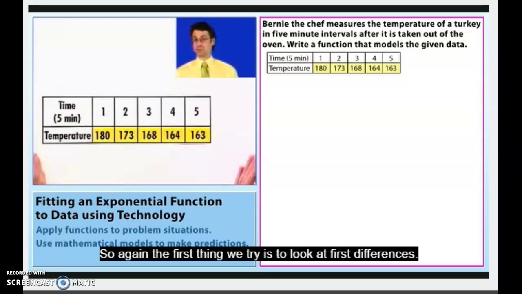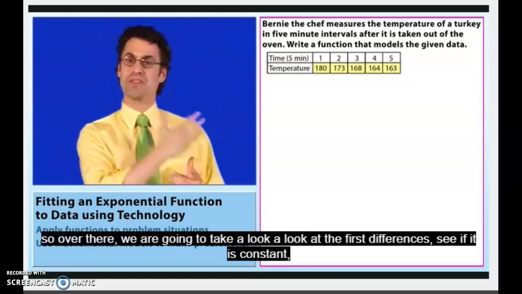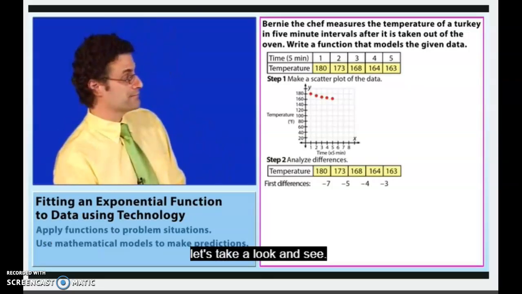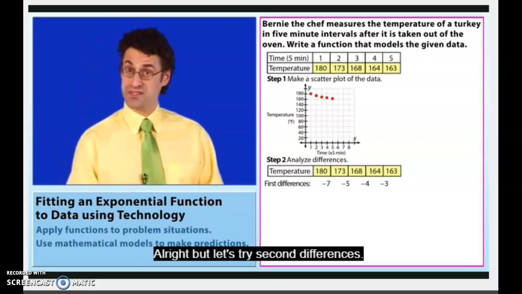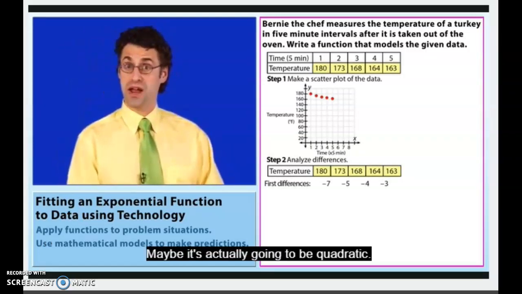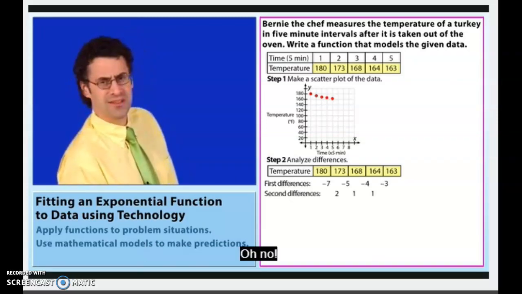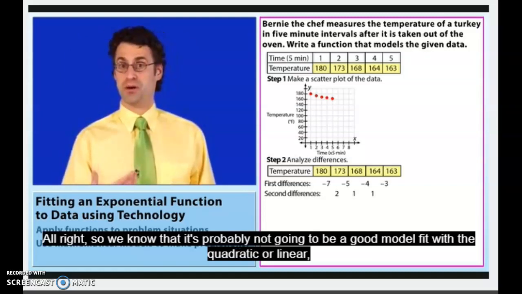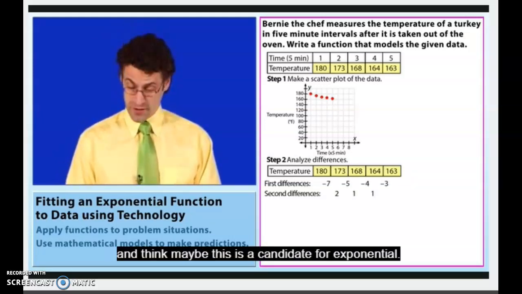So again, the first thing we try is to look at first differences. I'm not going to write it down; I'm going to show it to you here. We're going to take a look at the first differences and see if they're constant. No, they're not constant. All right, but let's try second differences. Maybe it's actually going to be quadratic. Let's look at the second differences now. Oh, no. All right, so we know that it's probably not going to be a good model fit with a quadratic or a linear. We might want to stop here and think maybe this is a candidate for exponential.